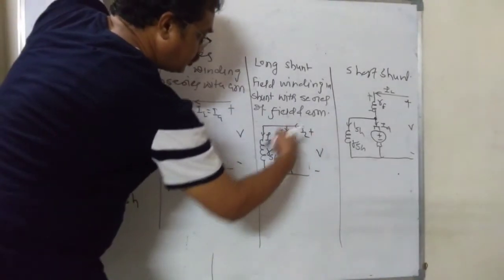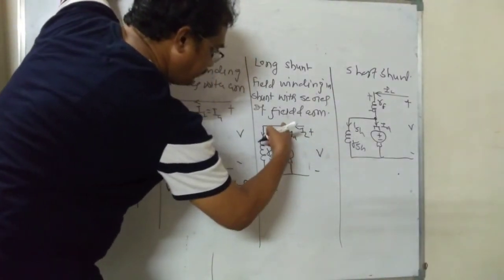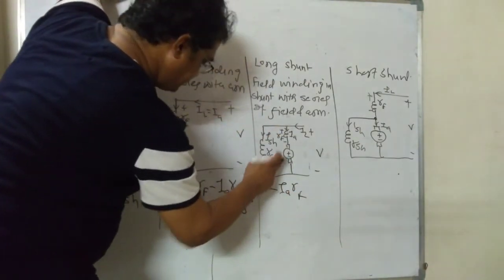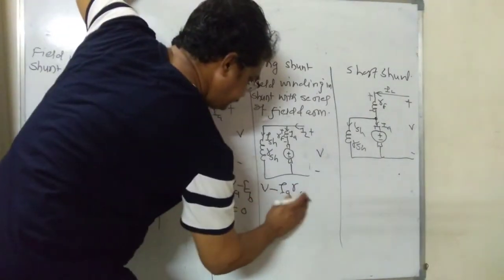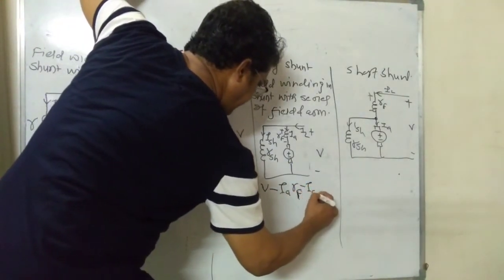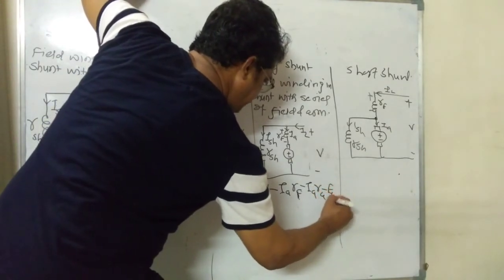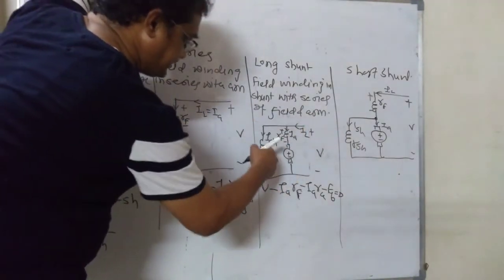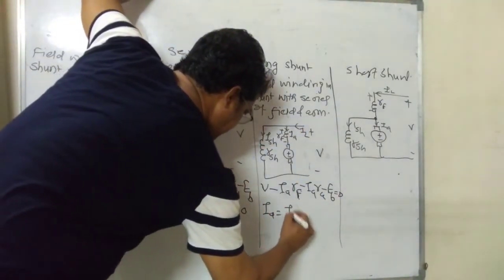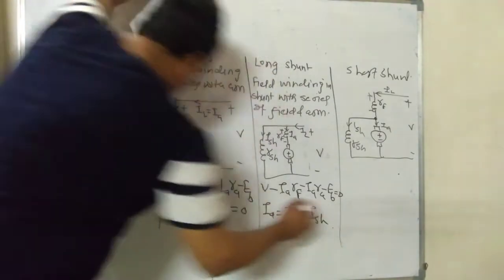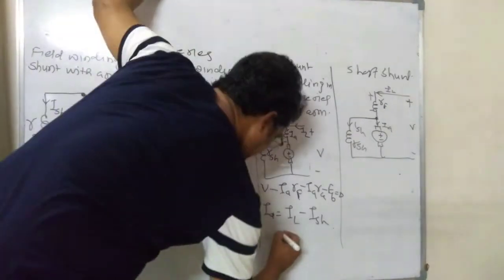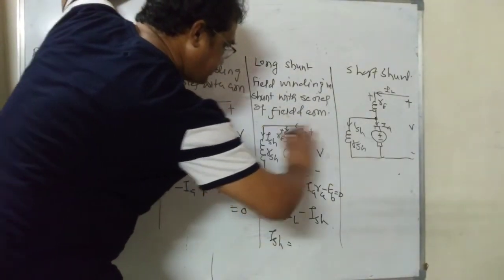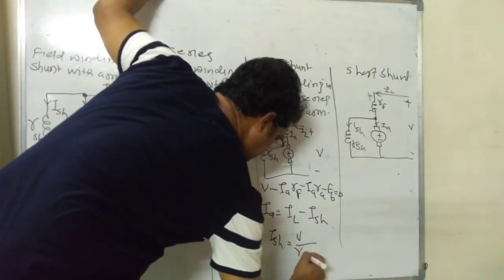Here, this loop, V minus IA into RF, and for this one, minus IA RA minus EB is equal to 0. IL is IA plus ISH, so IA is again IL minus ISH, similar to this one, and ISH is equal to current through this, resistance is RSH, and voltage across this is V. It is V upon RSH.